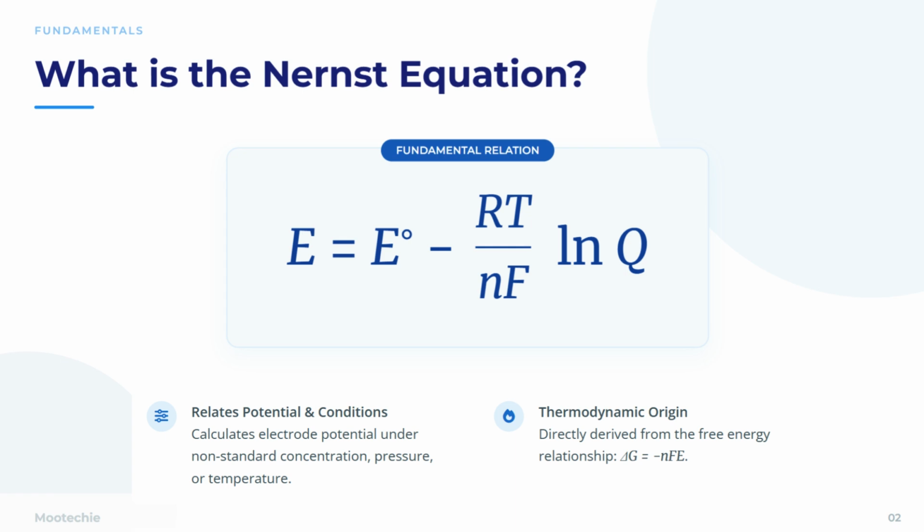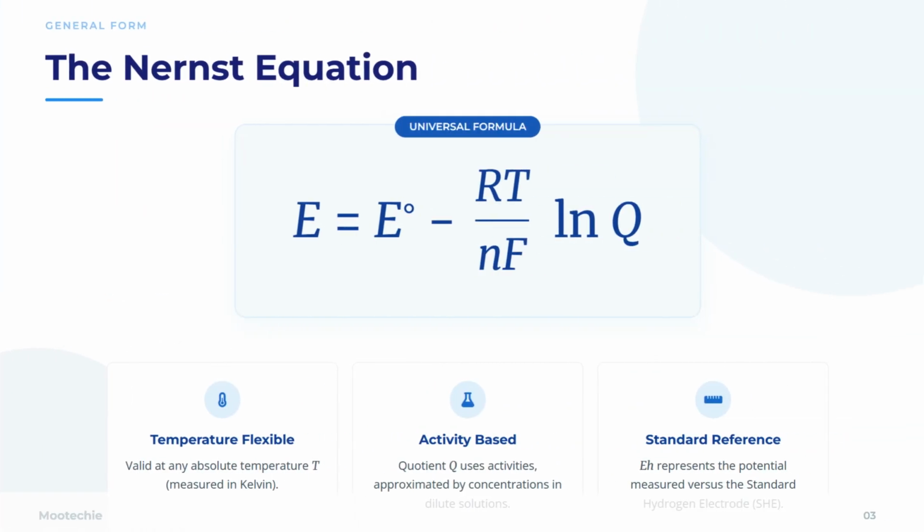And it has a solid thermodynamic origin, being directly derived from the free energy relation where delta G equals negative NFE. Next, we explore the general form. This slide is titled The Nernst Equation and presents the universal formula. E equals E degree minus RT over NF times the natural log of Q.